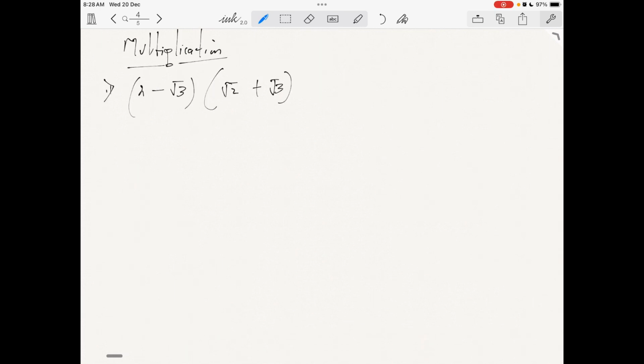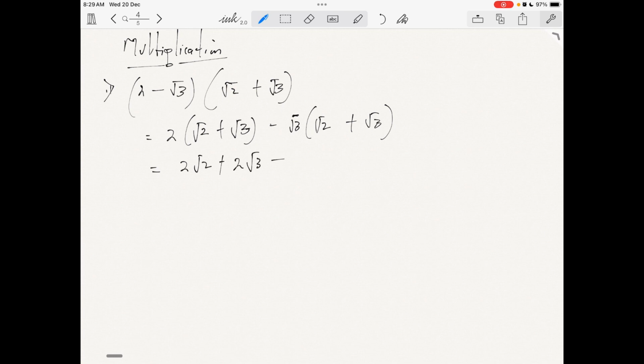We open up the brackets. Let's open up the bracket with 2 minus root 3. So we have 2 into root 2 plus root 3, minus root 3 into root 2 plus root 3. If we open up this one, we have 2 root 2 plus 2 root 3 minus, and we apply the law of surds here: root a multiplied by root b gives us root ab. So root 3 times 2 will give us root 6.